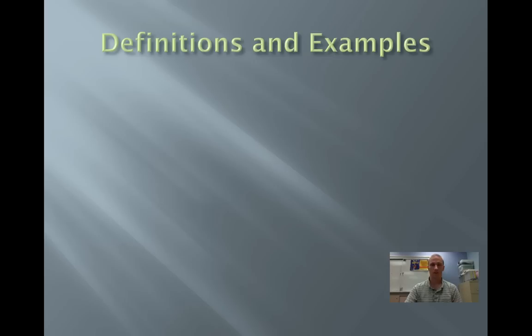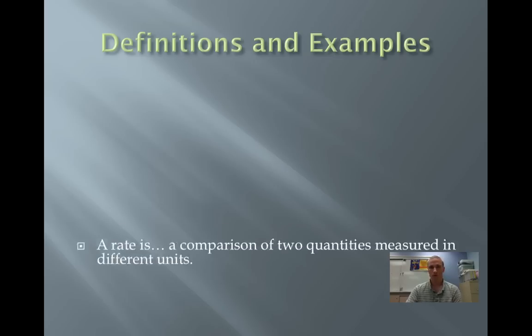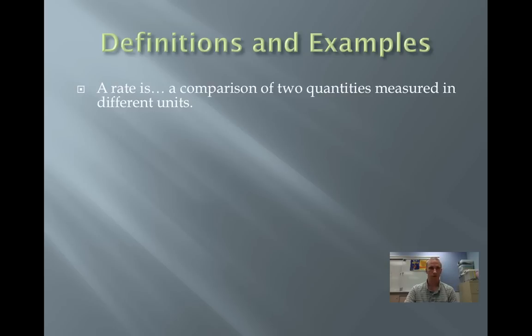We're going to take a look at some definitions and examples for starters. First of all, a rate is a comparison of two quantities that are measured in different units. So there are lots of possibilities here. One is that you're looking at, say, a price per certain number of something. So maybe it's $5 per 3 apples. And this is a rate because it's a comparison of two quantities that are measured in different units. This is measured in dollars, this is measured in apples.